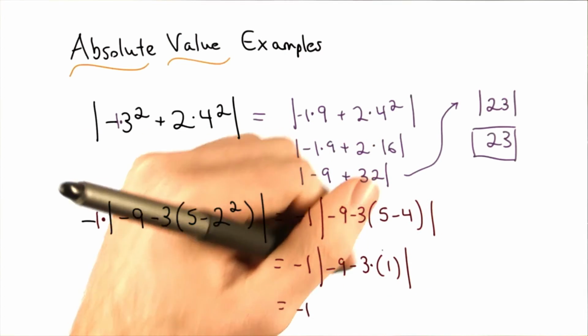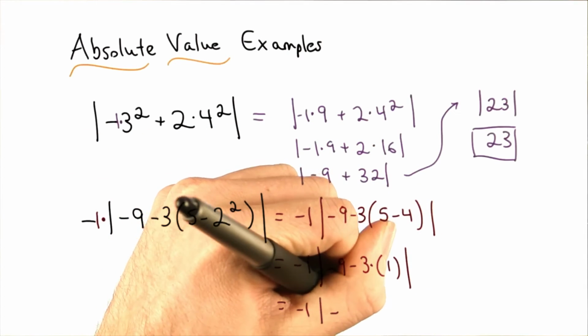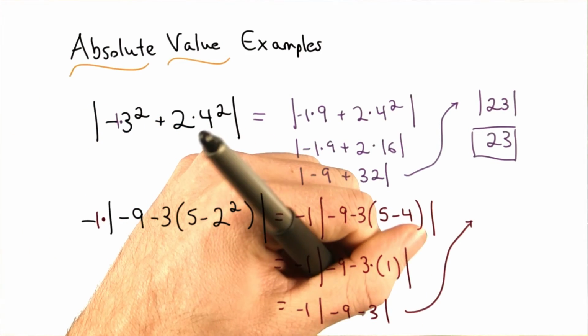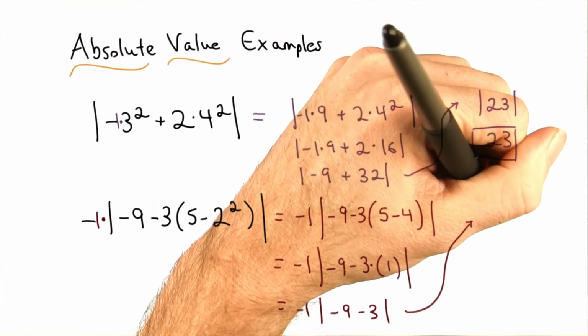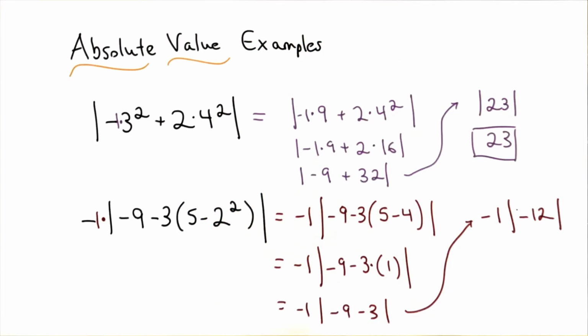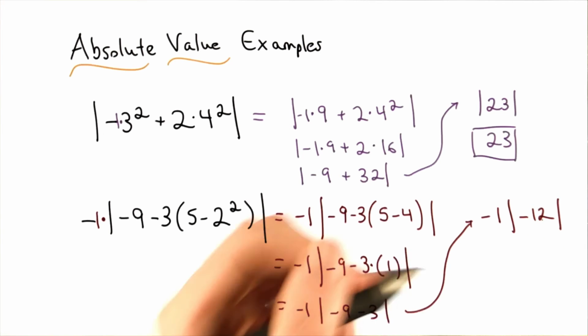Now I'm going to do multiplication. I have the absolute value of negative 9 minus 3. Minus 9 and minus 3 is negative 12. So I have minus 1 on my outside and minus 12 inside my absolute value. When I take the absolute value of negative 12, I get positive 12. The distance, or the absolute value, of negative 12 from 0 is 12.